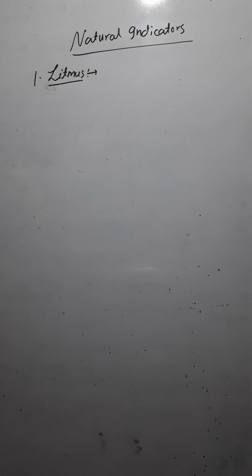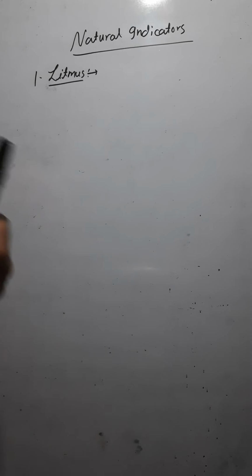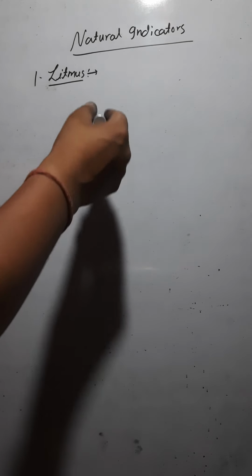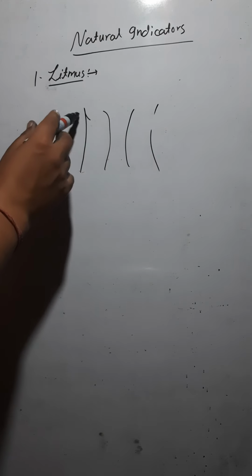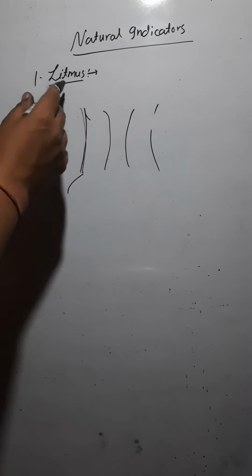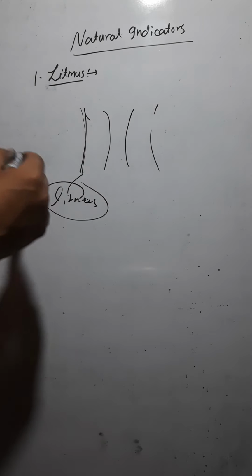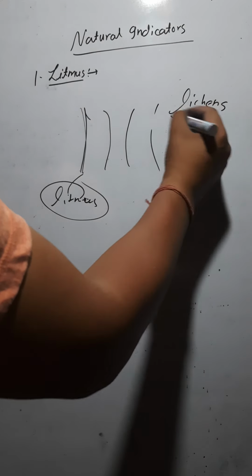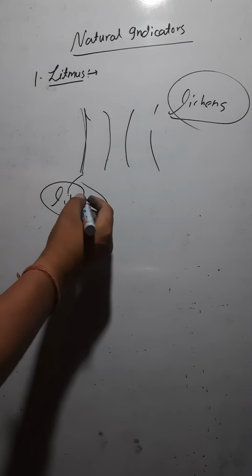Litmus is a natural indicator. We use litmus to find out whether a given solution is acidic or basic. Litmus is an extract from a plant known as lichens. We have plants known as lichens, and from these lichens we extract the litmus.